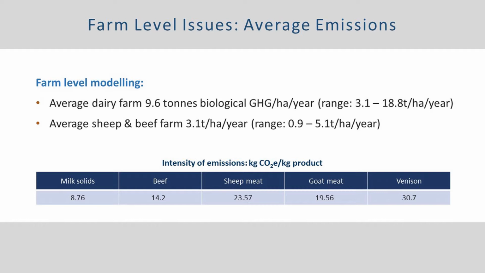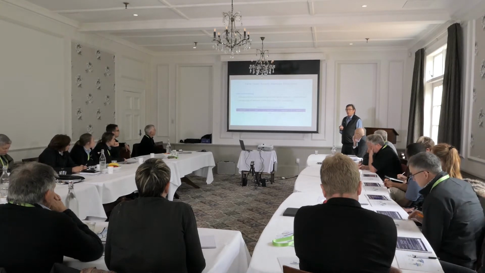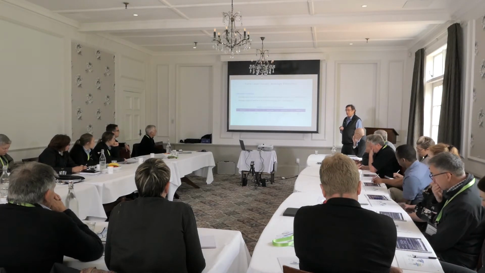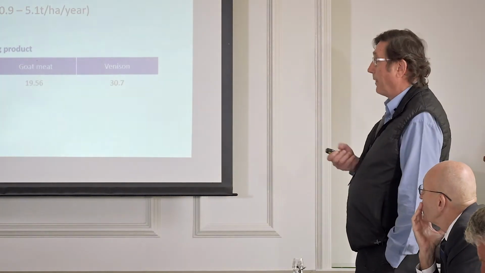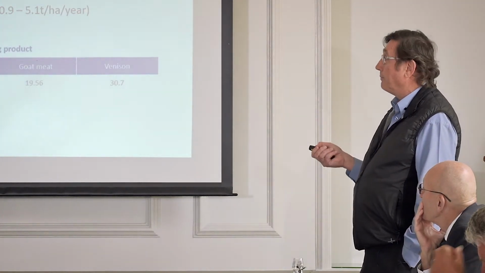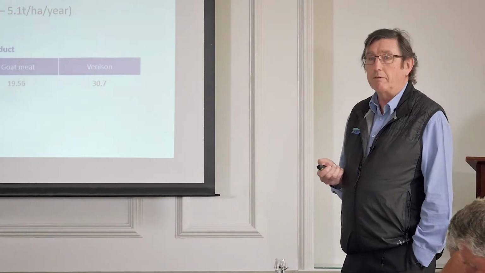Moving on, just looking at some of this modelling. So in terms of average emission levels, the average dairy farm is putting out 9.6 tonnes of biological greenhouse gas per hectare per year. Biological greenhouse gas is methane and nitrous oxide. With a range of, let's say, 3 to 19. So there's a bit of a range there.